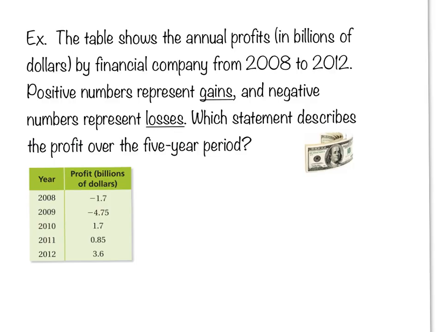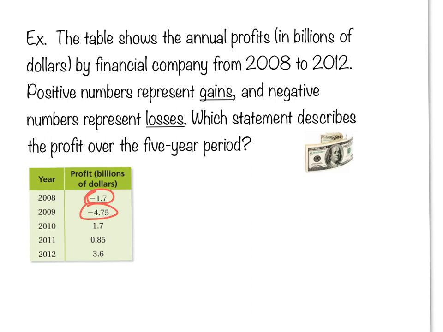So in this final example, it says the table shows the annual profits in billions of dollars by financial company from 2008 to 2012. Positive numbers represent gains, negative numbers represent losses. Which statement describes the profit over the 5-year period? So I've got 2 years that they actually lost money here in 2008 and 2009. And then the rest of the years they gained money.